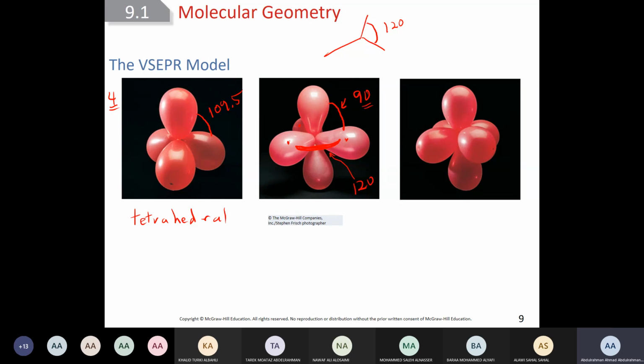Is this clear? What's the electron domain for this shape? 5. What's the name of this shape? Trigonal bipyramid, which is TBP if you want. Is this clear? Good. I hope it's clear.